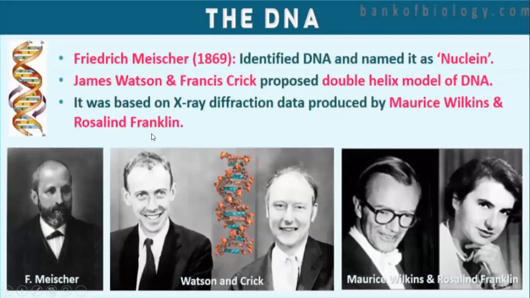The DNA. A scientist known as Friedrich Miescher identified DNA and named it nuclein. James Watson and Francis Crick proposed the double helical model of DNA based on the X-ray diffraction data produced by Maurice Wilkins and Rosalind Franklin. So, how was this DNA discovered? That's what we are going to learn right now. So, the history of DNA.